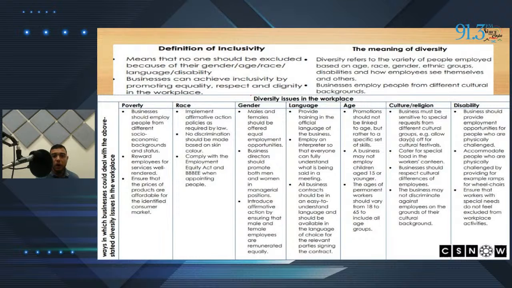All you need to know is what they are. You can make up your own definitions or the problems that they face. The question that will be asked is that they would give a scenario. You now need to identify what diversity issue is being placed in the workplace. It can either be poverty, race, gender, language, age, culture, religion, or disability.